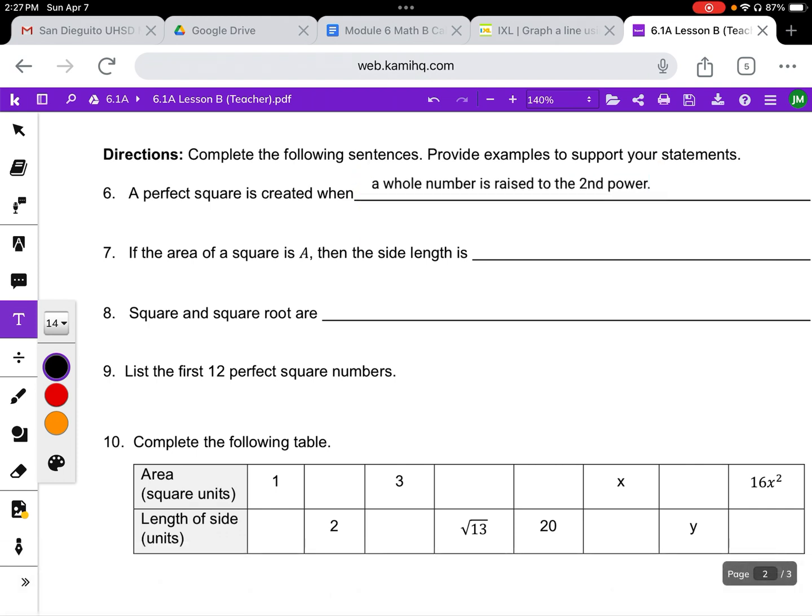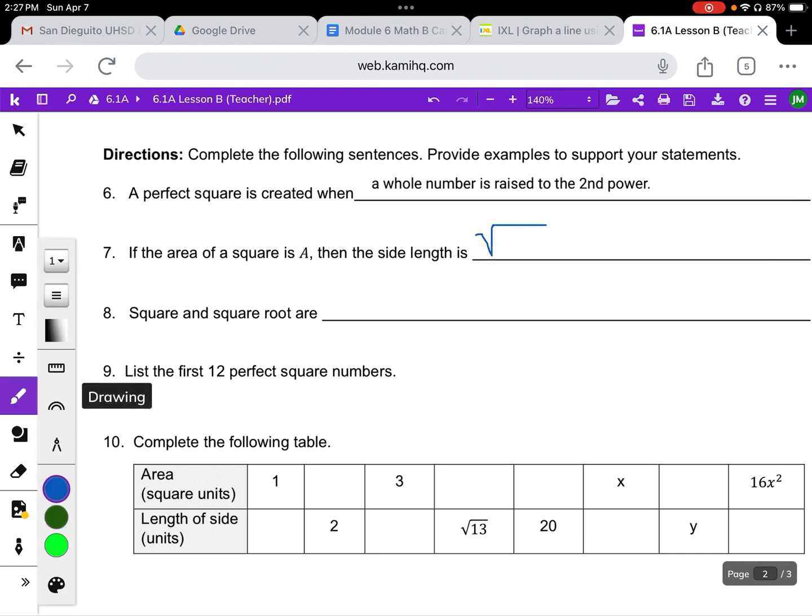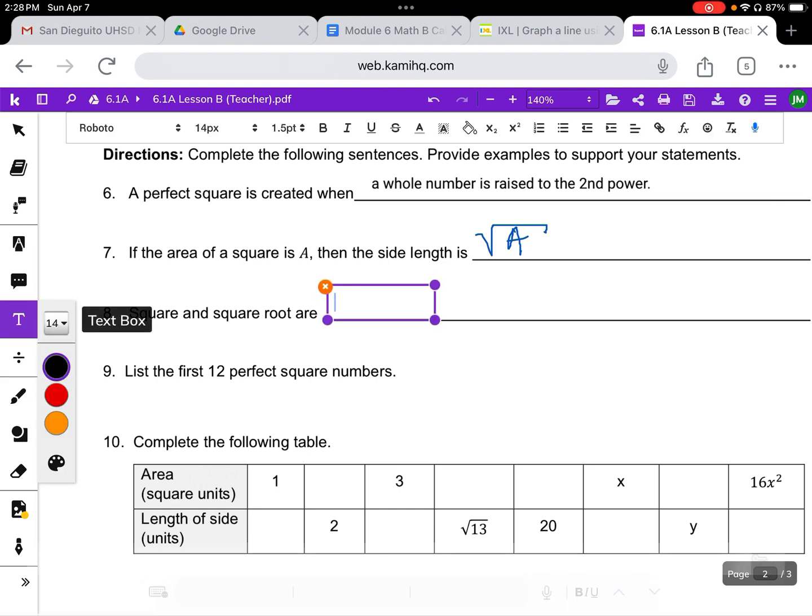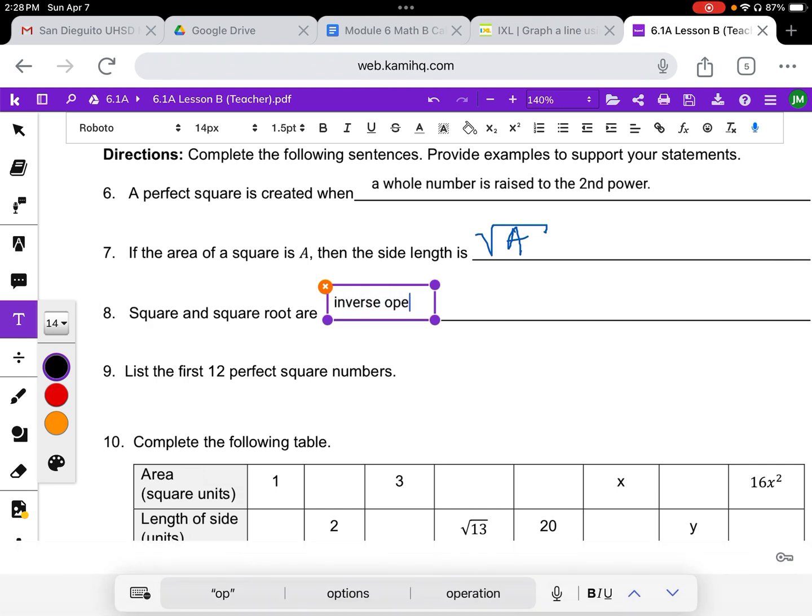So a perfect square, that's when we take a whole number. A whole number is 0, 1, 2, 3, 4, 5, 6, 7, and so on. No fractions or decimals, and we raise it to the second power, or square. If the area of a square is A, then the side length is the square root of A. That is our square root symbol. Square and square root are inverse operations, or opposite operations.